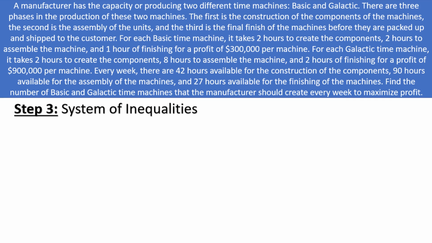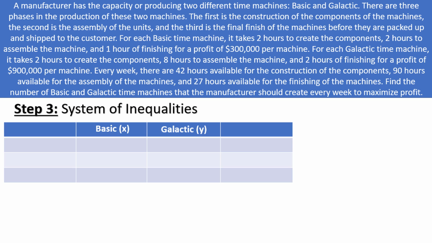Step 3 is to write out the system of linear inequalities based on the problem description. I do this with the help of a table. In the table, I have columns for x and y, which in this case are the basic and galactic time machines. Then I have another column to the right, which is either restrictions or requirements. If you have a maximization problem, these will most likely be restrictions, and if you have a minimization problem, these will most likely be requirements.